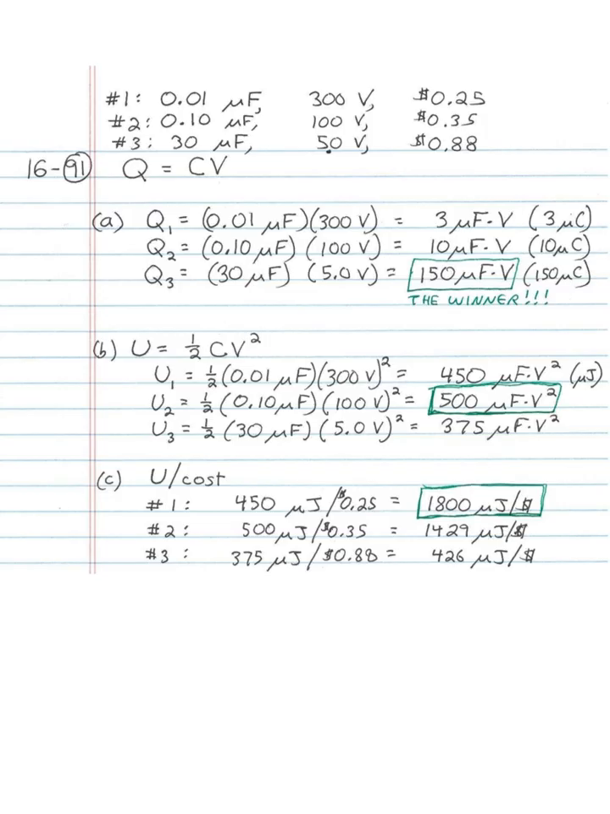So it's very necessary, as with most physics problems, that we write down all that given information, so we're not trying to pick it all out of the paragraph. So I've written the given information at the top, the capacitance, the voltage, and the cost.